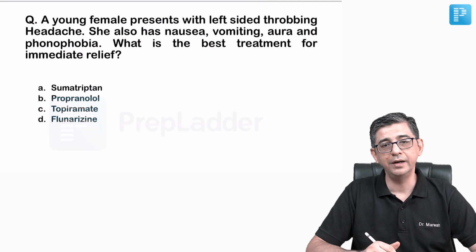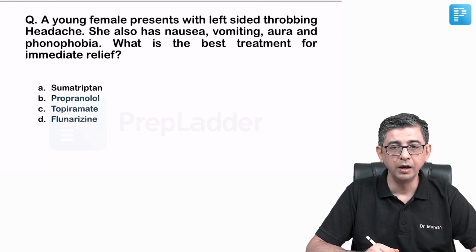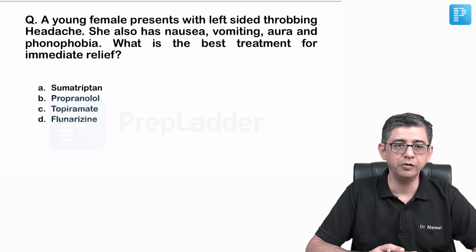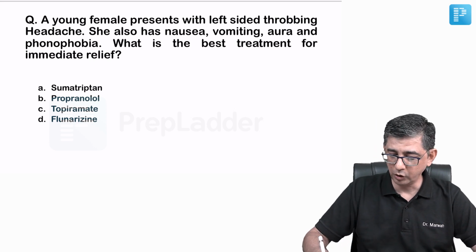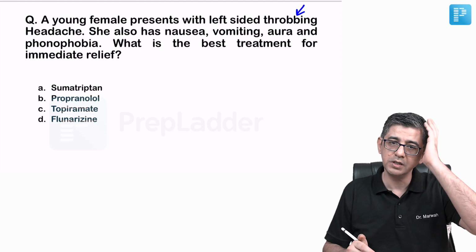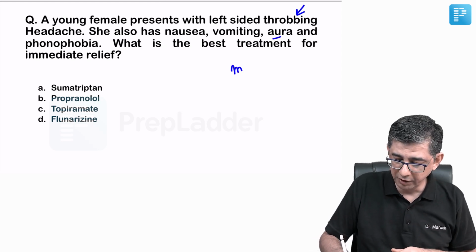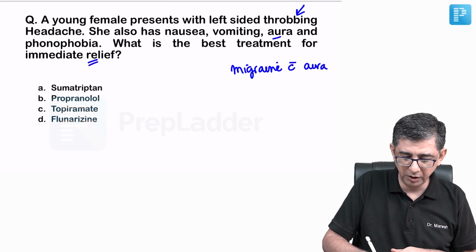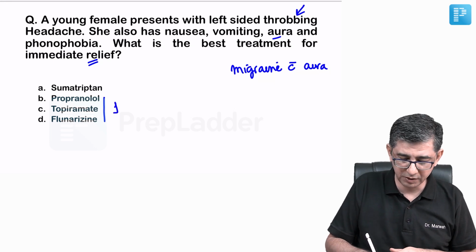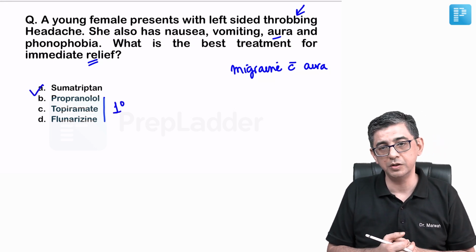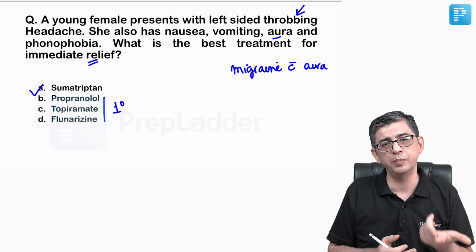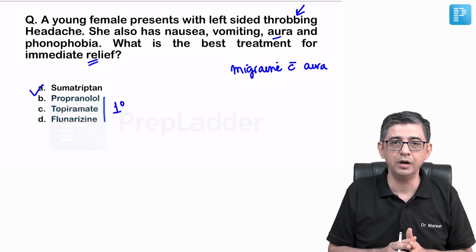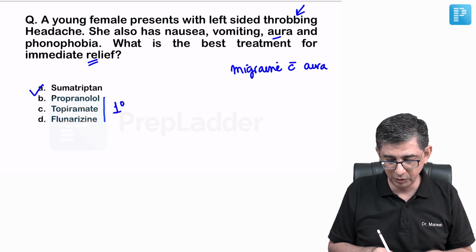Okay. The subsequent question said a young female presents with left-sided throbbing headache, nausea, vomiting, aura, and also phonophobia. The question says, what is the best treatment for immediate relief of this patient? Considering throbbing headache only on the left-hand side, and aura also mentioned, we are making a diagnosis of migraine with aura, and the question is asking for immediate relief. Then options B, C, D are all for prophylaxis. So I can be giving triptans for these patients for immediate relief. It could be even a nasal spray, or instead of nasal spray, there could be a transdermal patch, and obviously there are mouth-dissolving tablets also available. The answer to this question is A.